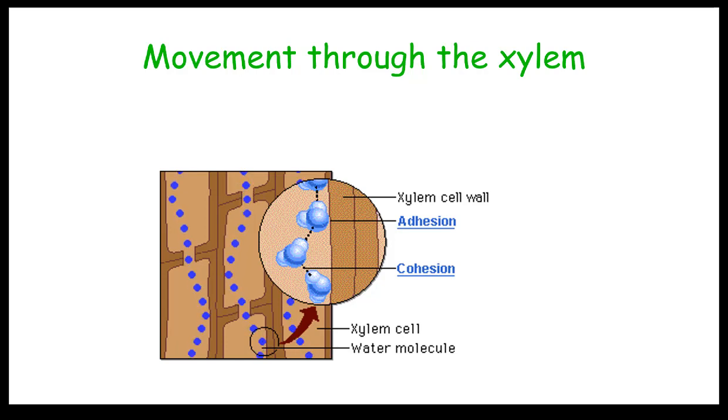So we talked about cohesion previously. Cohesion was when the water molecules stick together because of hydrogen bonding. Adhesion basically means that the water molecules can stick to the wall of the xylem. Now that's important because if you think about it, water is moving upwards through the plant, so it has to overcome the force of gravity. So it's really important that the water molecules will actually stick to the walls of the xylem, which makes it easier to overcome the gravitational pull.